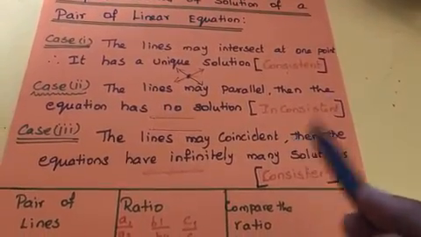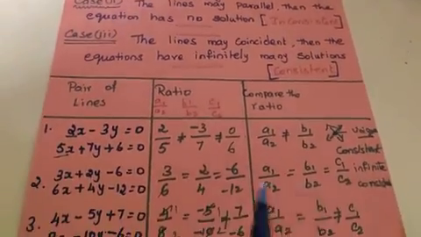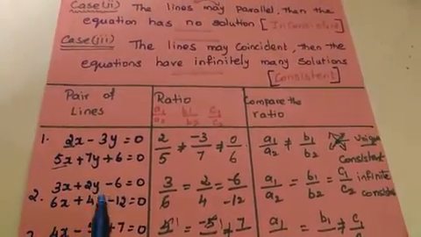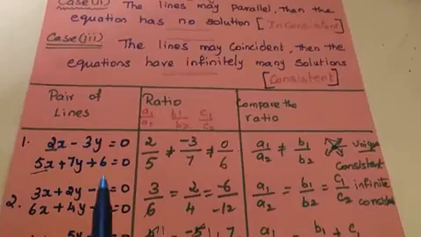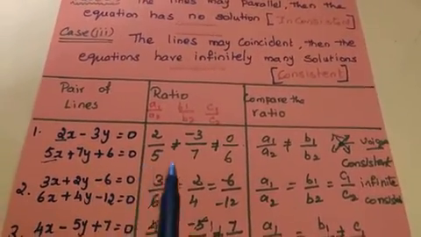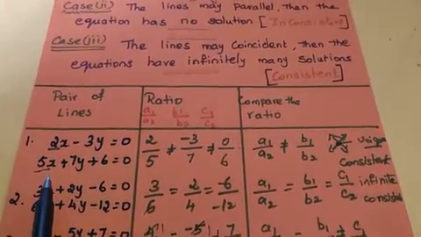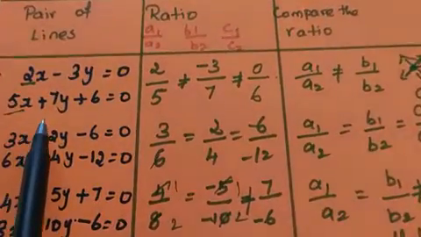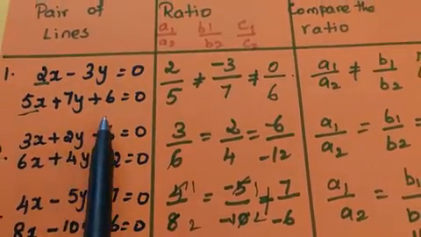Now I will clarify with an example, right? Suppose I had this equation. For example, I have taken some equations and I am comparing the ratios now. The first equation is 2x minus 3y equals 0.